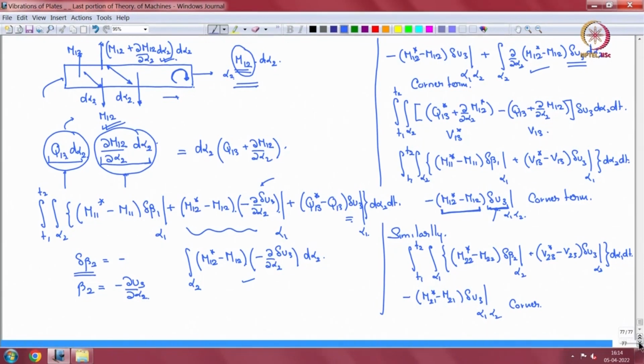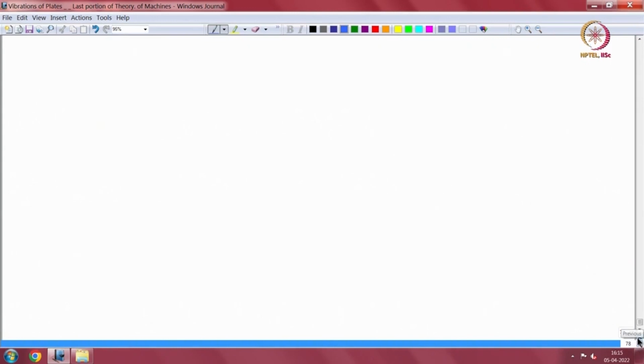Okay. Now the last item along these lines before we move to the next topic is I would like to derive the same equation of motion for a rectangular plate using force balance, not Hamilton's law.